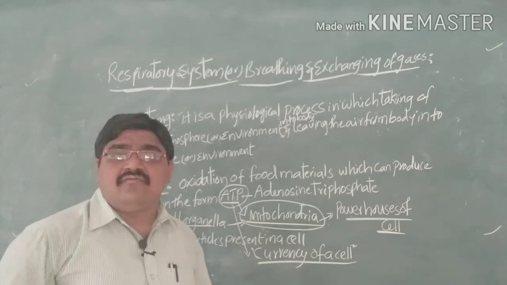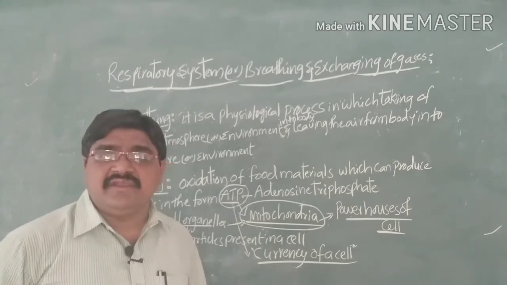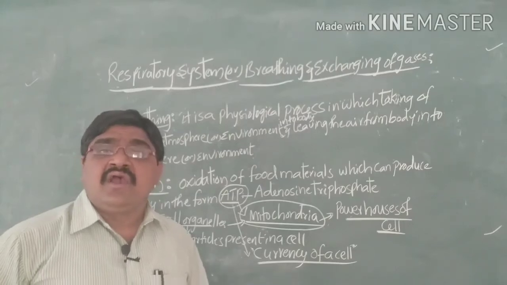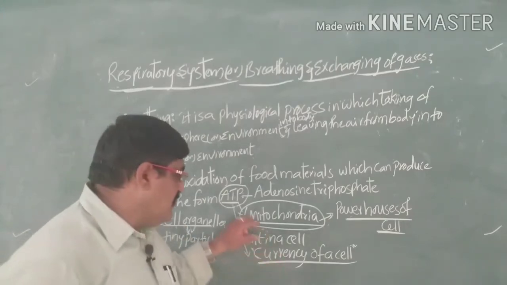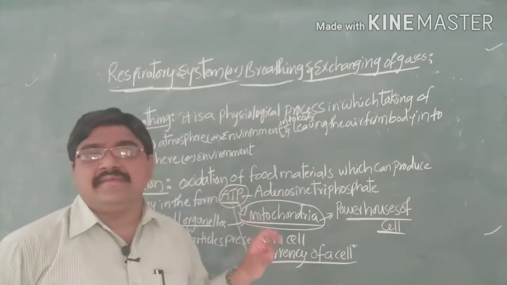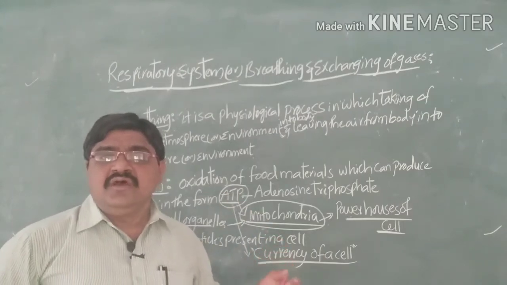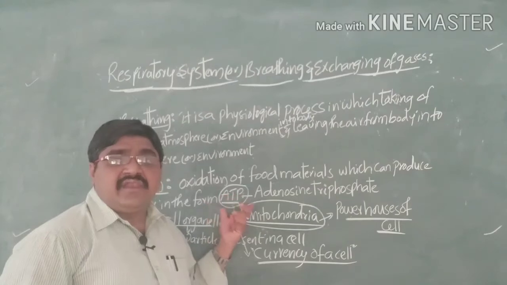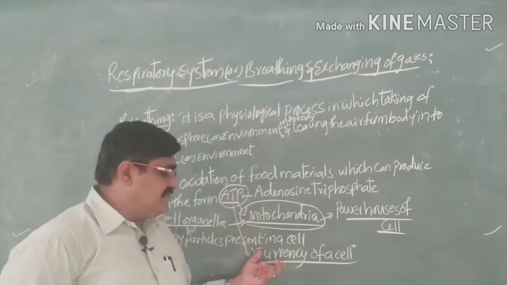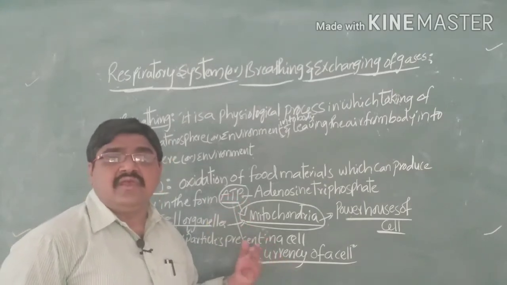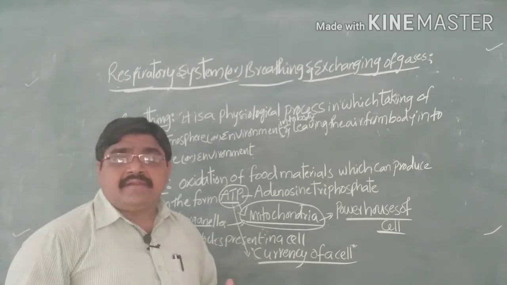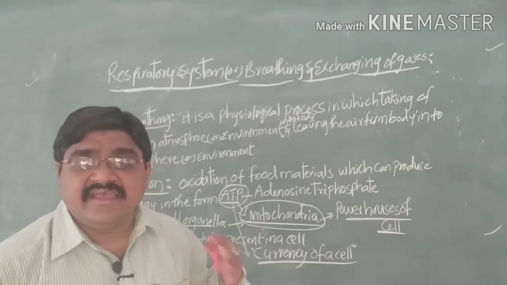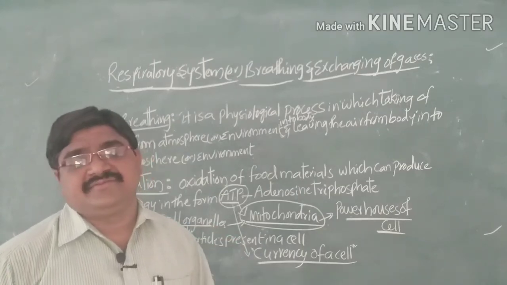When food materials are broken down, we get energy in the form of glucose. That glucose we can call ATP. With the help of this glucose in the form of ATP, we are able to utilize the energy-rich sources, and all the metabolic activities can take place in an organism.